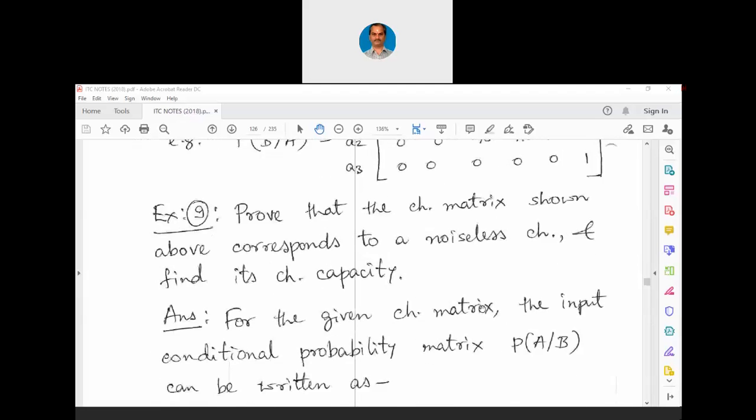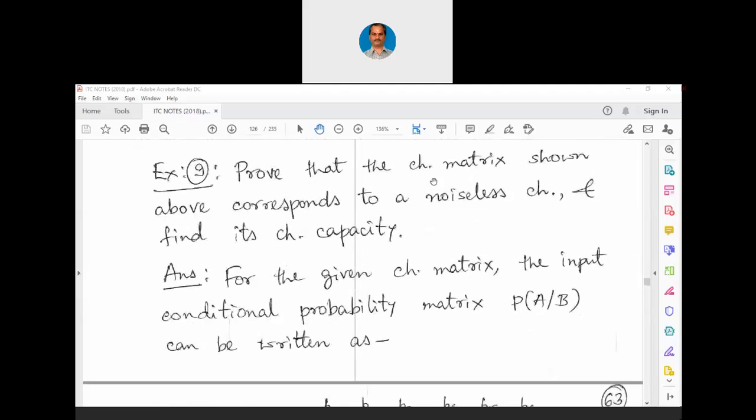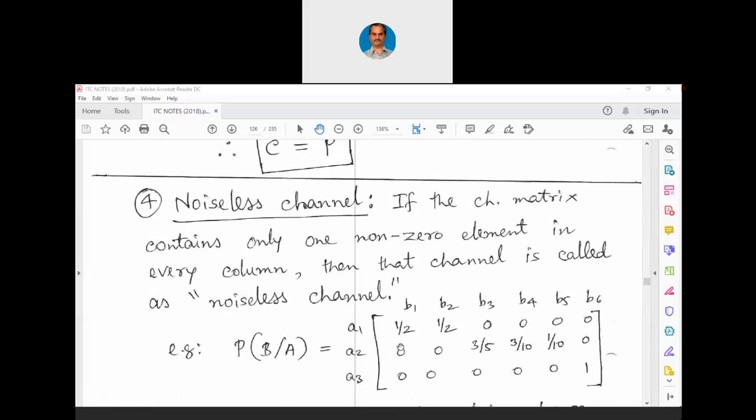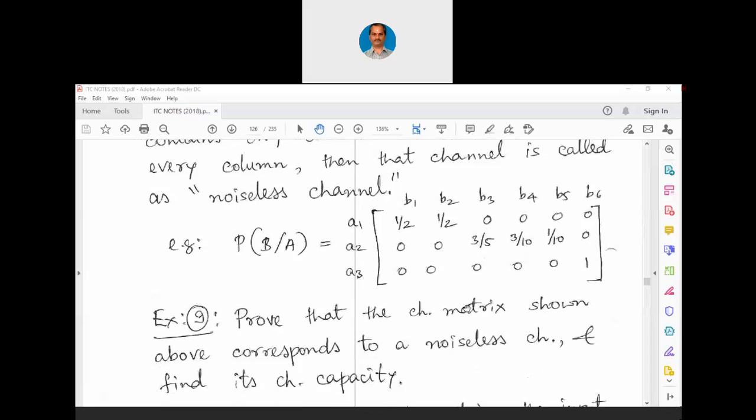Let us have an exercise now. Prove that the channel matrix shown above corresponds to a noiseless channel and find its channel capacity. Now how do we prove that this particular channel is a noiseless channel? Just by observation, we can come to know that this channel is noiseless. We know that only one symbol is received at a time at the destination. But how do we mathematically prove this is the question. Let us try to prove this mathematically.